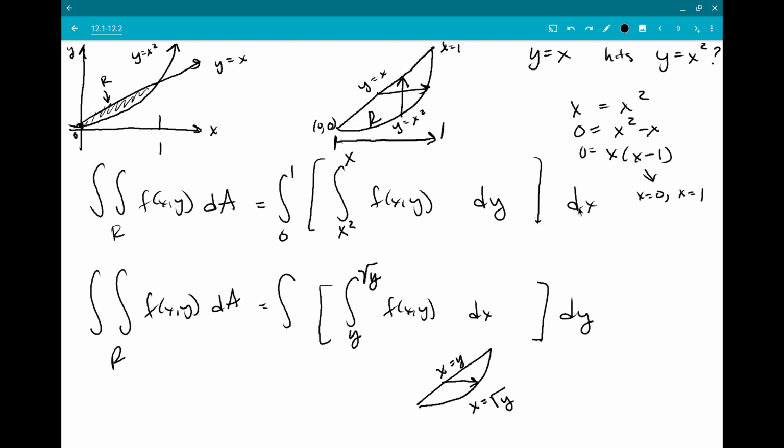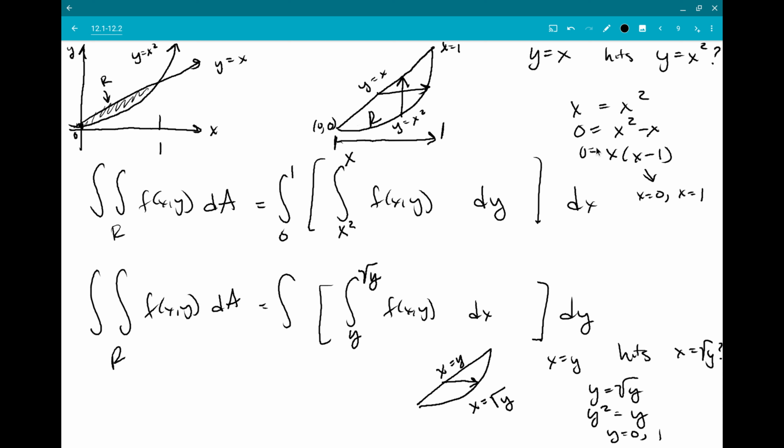And then my bounds for y, I could solve the exact same way. I want to know when x equals y hits x equals square root y. So I'm going to set my y values equal and solve for y. So I've got y equals square root y when... I'm going to square everything, I guess. y squared equals y. And so this one, maybe I'm the kind of person who doesn't factor stuff. I say, I guess, and check. y equals 0 for sure makes this true. And then 1 is the same as 1 squared. y must be 1.